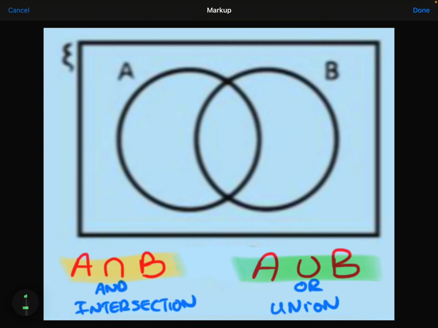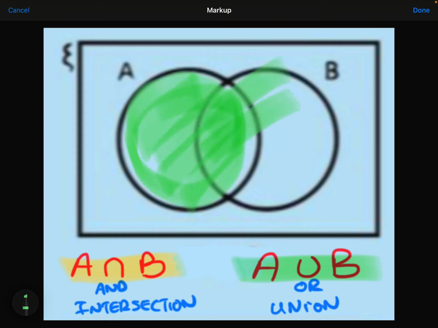Whereas if I wanted to highlight or shade in this region, that can be in circle A, which is all of this, or it could be in circle B, which is all of this. So it could be in either of them. It doesn't have to be both, could be either.